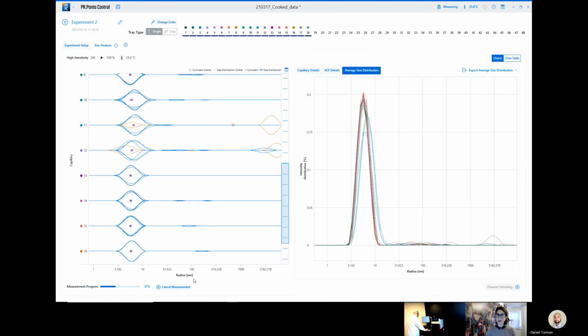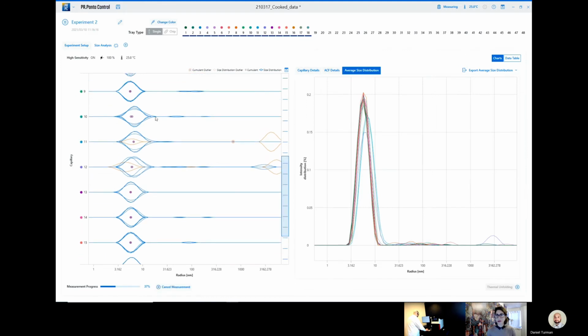I'm going to cancel this measurement. As you can see, our data is building up. The bad condition here is beginning to fall out like we've seen in the cooked data. So that's nice. So I'm going to stop this measurement and we're going to move on to thermal unfolding.